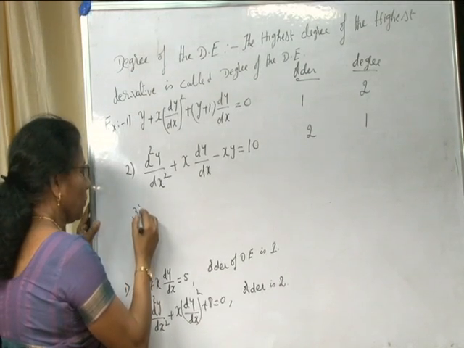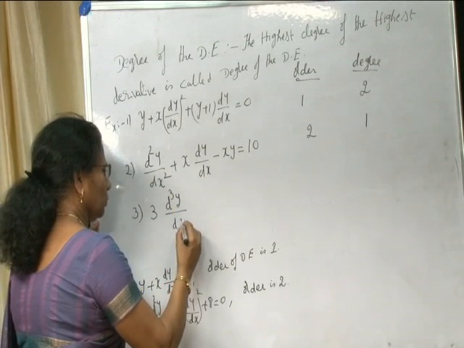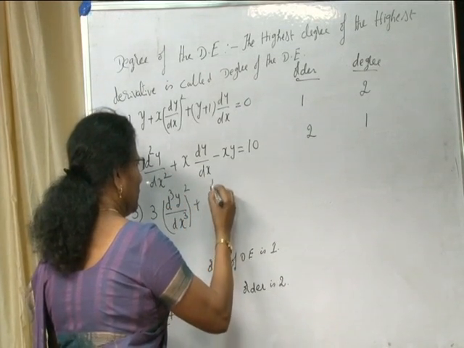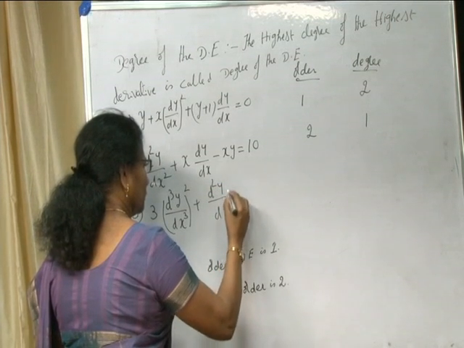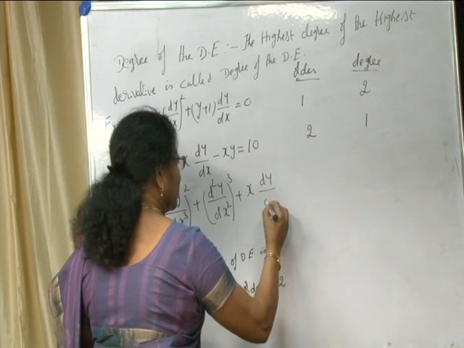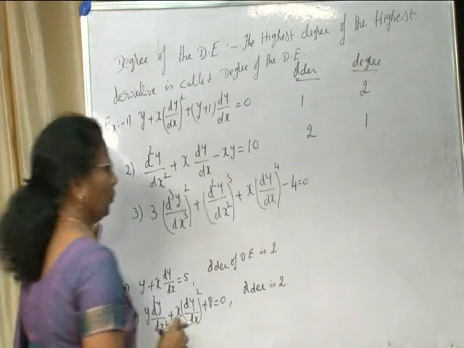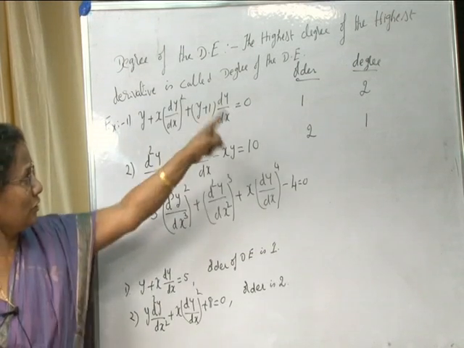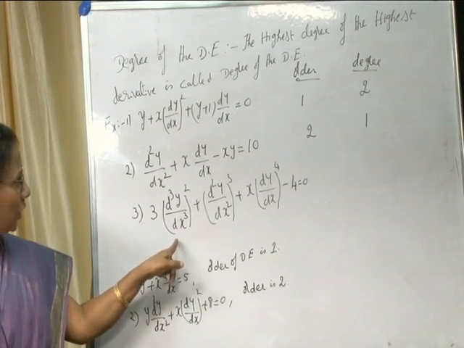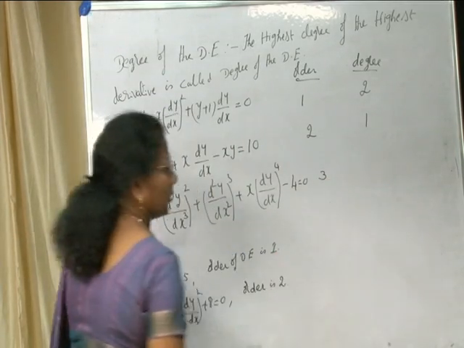Similarly, if we take the third example, 3 into d cube y by dx cube whole squared plus d squared y by dx squared whole cube plus x into dy by dx whole to the power of 4 minus 4 is equal to 0. See, first you find the order, then easily you will come to know what is the order of that equation. So highest order is the third derivative. So order is 3.